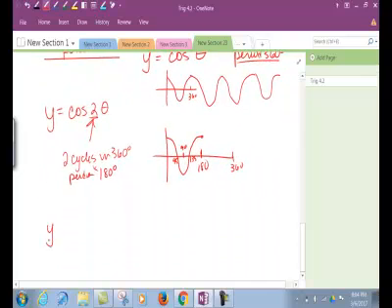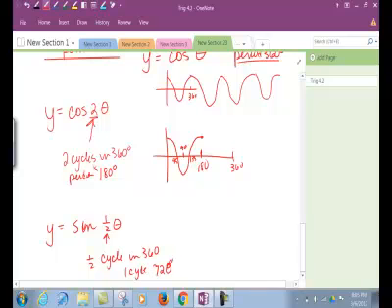If we have, let's try a sine one here, the sine of, let's say, 1/2 theta. Now we're saying that 1/2 of a cycle in 360, so one cycle takes 720 degrees, right? So here's the sine curve, and it's not completing a cycle until 720 degrees. So this is now 360, 180, 270.